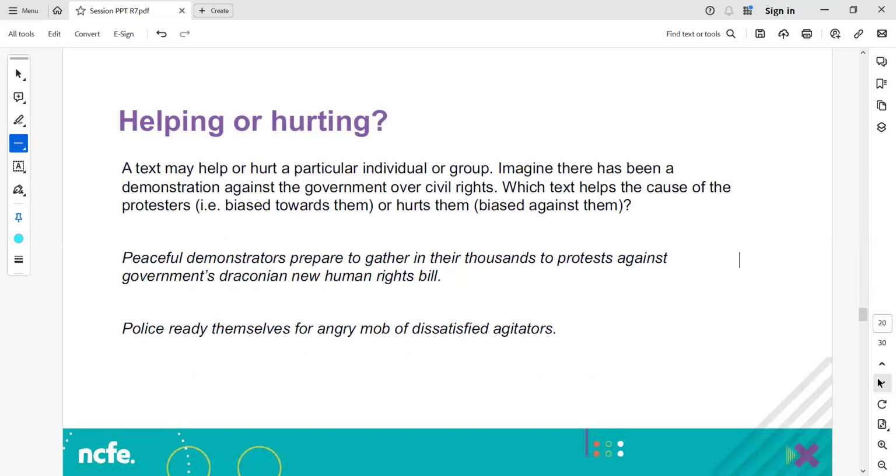Okay, so helping or hurting tells us that a text may help or hurt a particular individual or group. So imagine there has been a demonstration against the government over civil rights. Which of these texts helps the cause of the protesters, i.e., it's biased towards them, or which text hurts them, so it's biased against them?